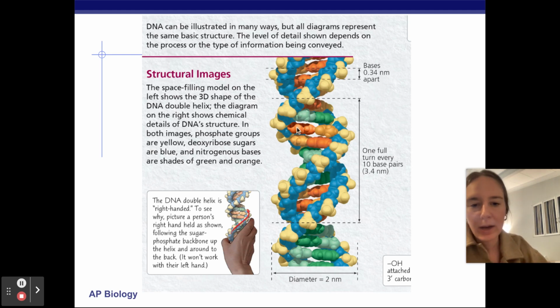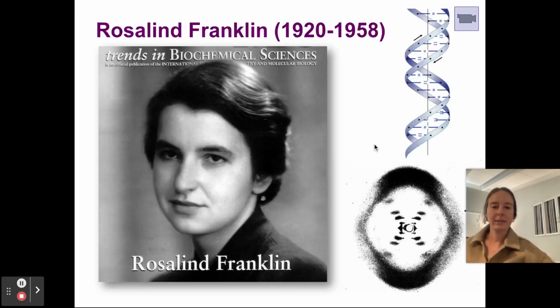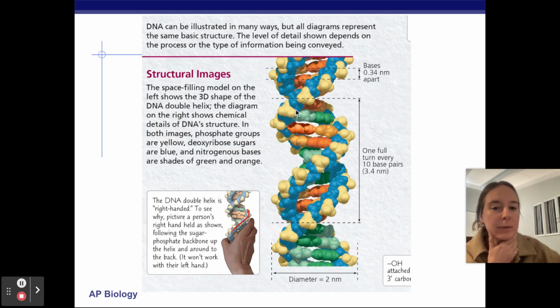So here we're actually able to measure the distance between two bases, and we know that the distance is 0.34 nanometers apart. For every full turn of the helix, there are 10 base pairs, or 3.4 nanometers. Scientists were able to figure out these dimensions by studying Rosalind Franklin's X-ray diffraction pattern and working backwards to figure out these measurements.